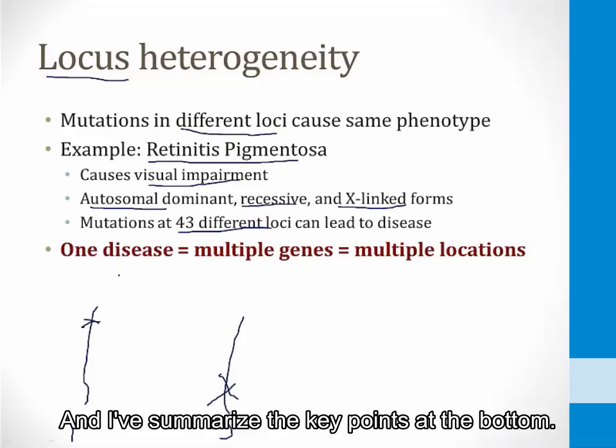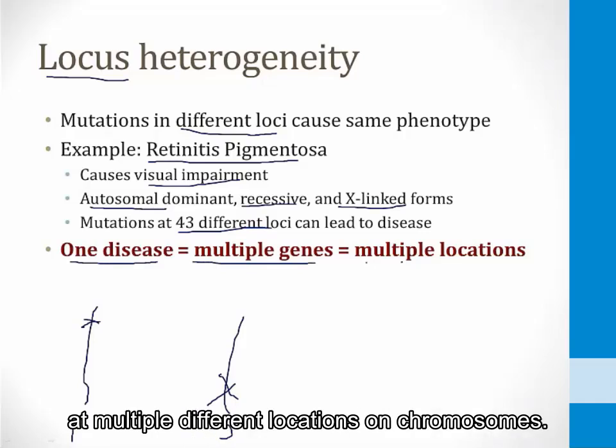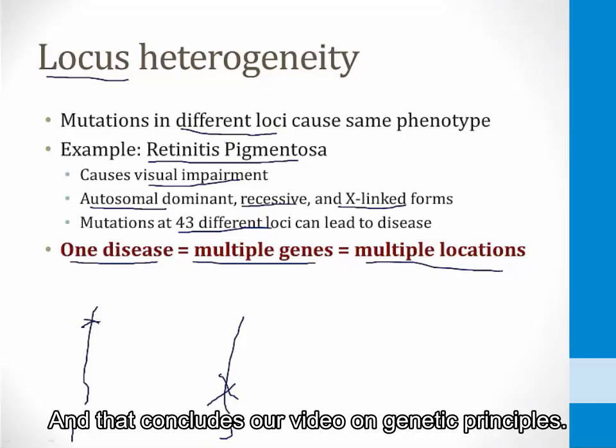And I've summarized the key points at the bottom. In locus heterogeneity, we have one disease caused by multiple genes at multiple different locations on chromosomes. And that concludes our video on genetic principles.